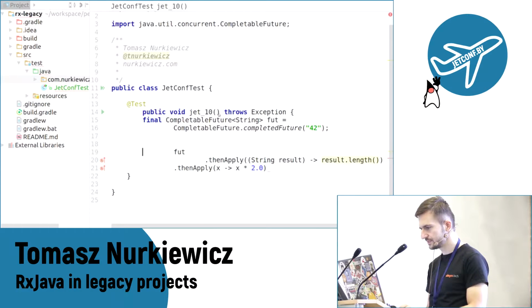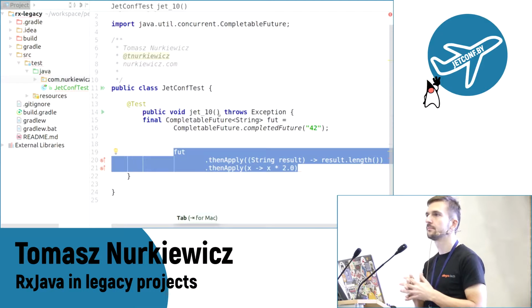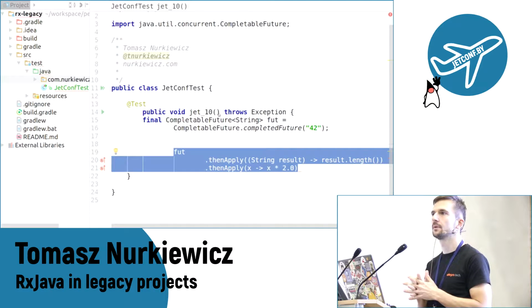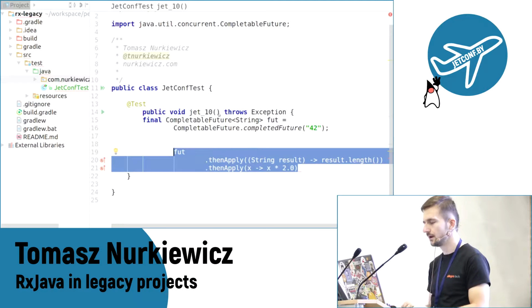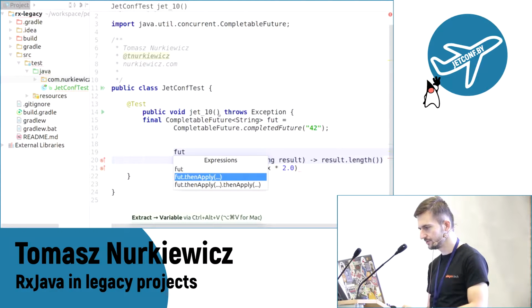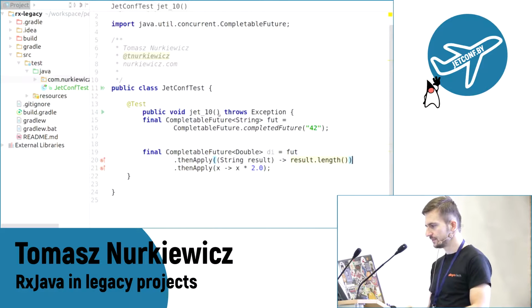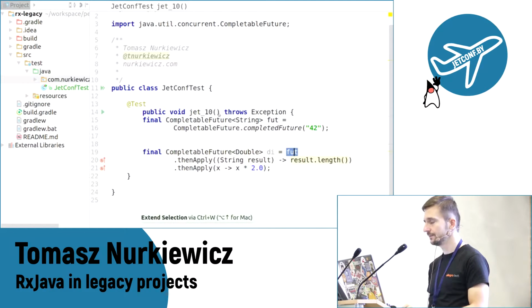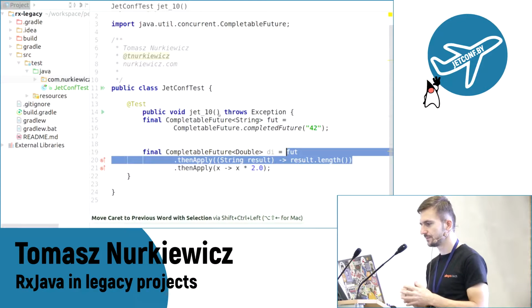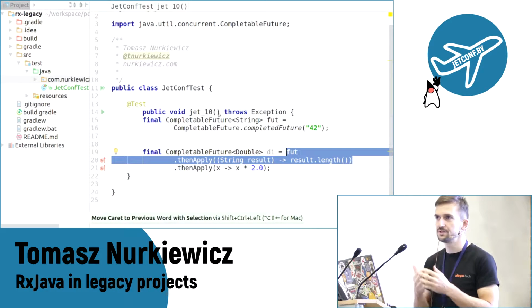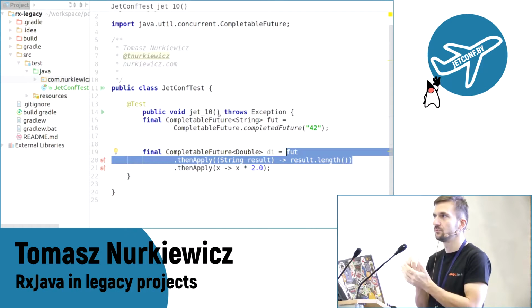And now question to you, what's going to be the type of this expression? No, it's not going to be double. Of course, it's going to be a CompletableFuture of double. Let's call it di. Because this is a CompletableFuture of string. After applying a first transformation, I get a CompletableFuture of integer, because I don't wait for the value.